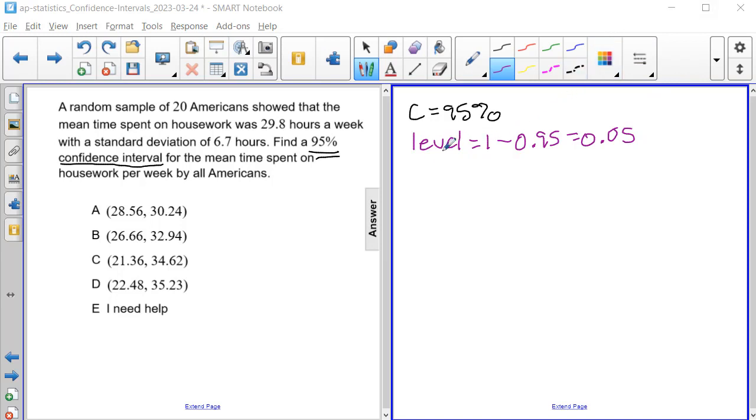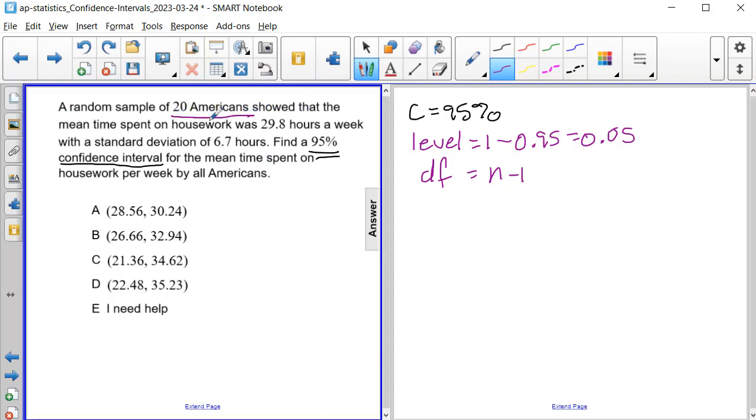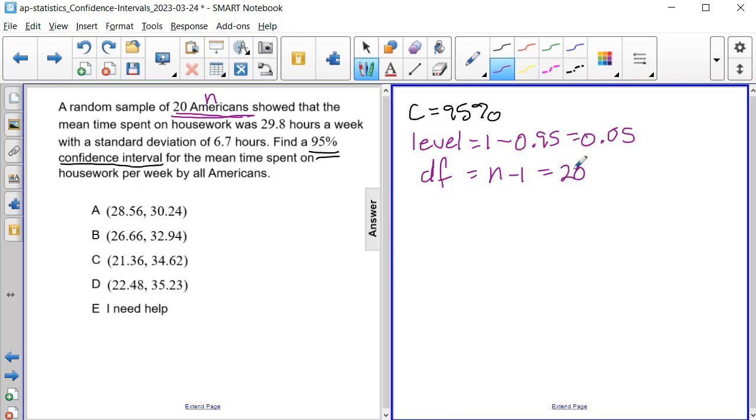The next step is to determine the degrees of freedom, and the degrees of freedom is equal to n minus 1. Let's go back into our problem and determine what our n value is. A random sample of 20 Americans, so this is our n value. We substitute 20 in for n and subtract 1, and we get 19.